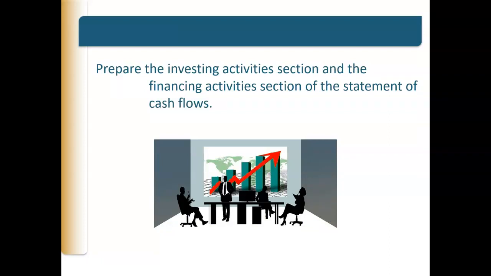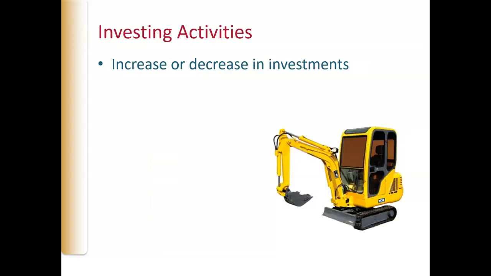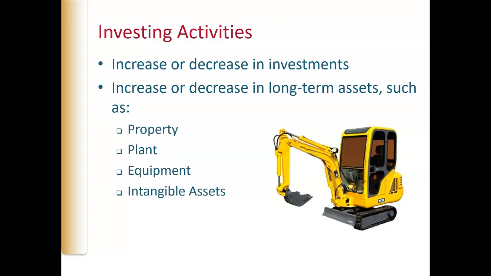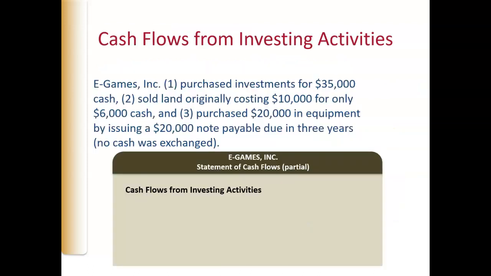Now, the investing and the financing sections are pretty straightforward. They're pretty easy. Increase or decrease in investments. Increase or decrease in long-term assets such as property, plant, and equipment, along with intangibles like a patent. So when eGames purchased investments for $35,000 cash, they sold land originally costing $10,000 for only $6,000. They purchased $20,000 in equipment by issuing a $20,000 note payable.